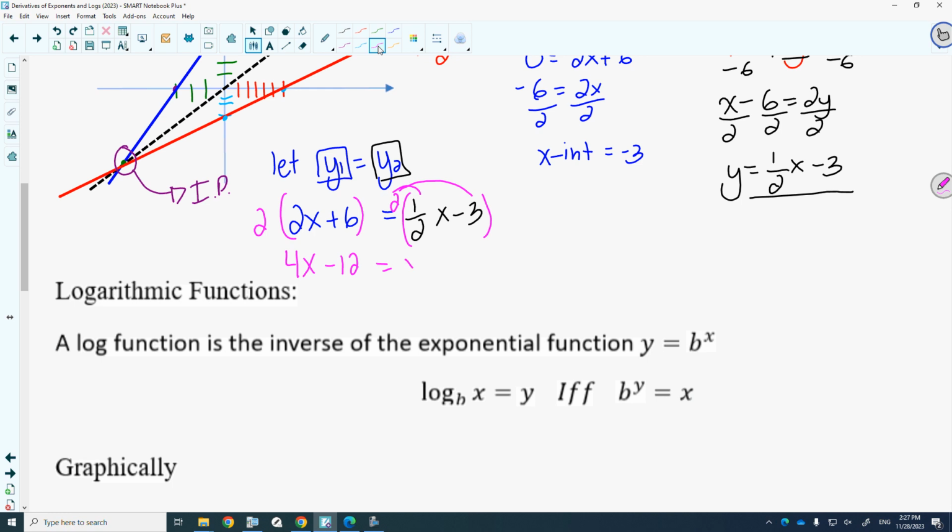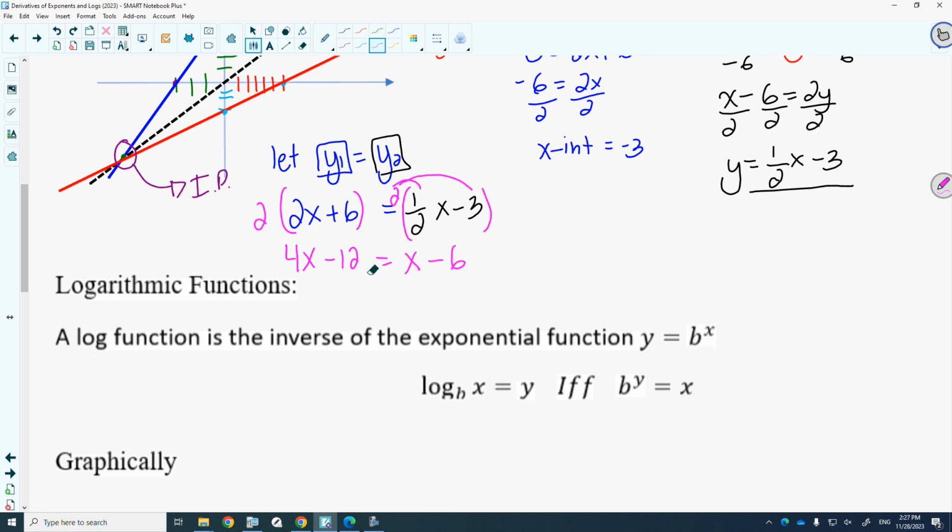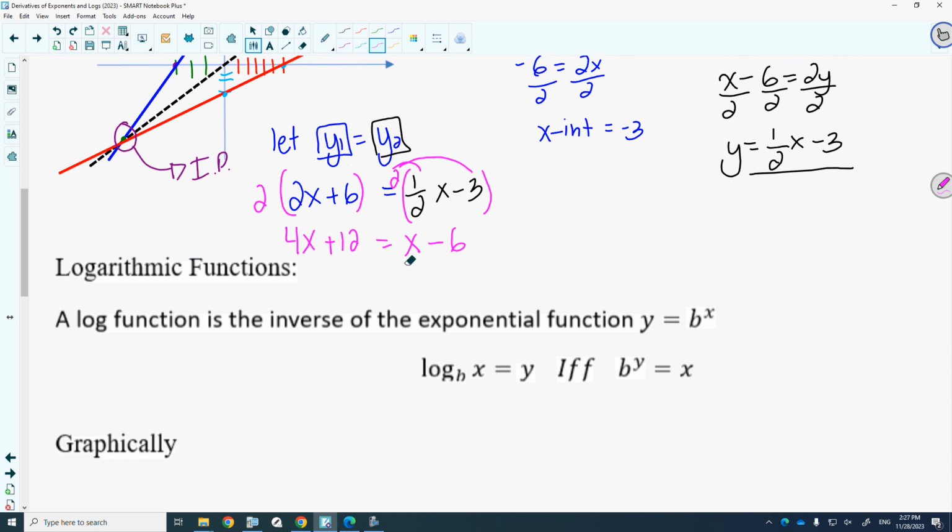is equal to x minus 6 plus 12. Thank you. Let's bring our x's to the left-hand side. So I'll get 3x is equal to negative 18. Divide by 3, and x is equal to negative 6. So this invariant point, where the two graphs will intersect, would be negative 6, comma.